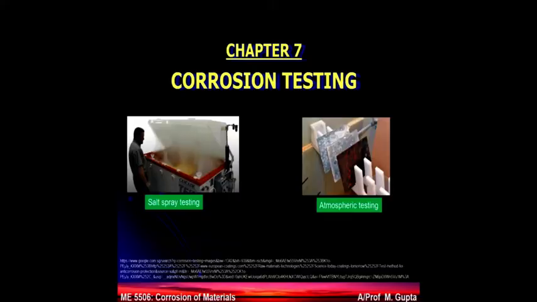This is the corrosion testing, and what you see here on this slide are two pictures showing two different ways of corrosion testing of material, which is very important because we have to do the testing to qualify a material for the real-time application, and there are many other purposes for corrosion testing as you are going to learn in today's lecture.